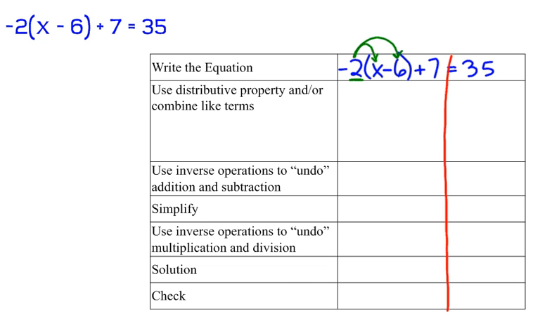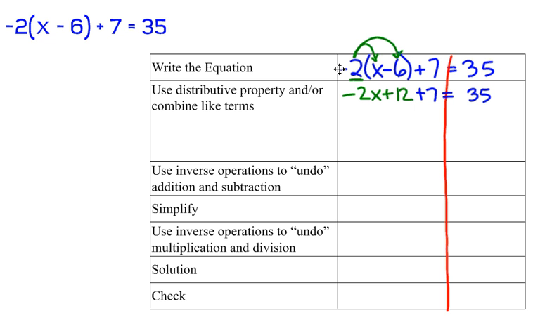So I'm going to begin by doing -2 times x, which is -2x. And then I need to do -2 times -6, which will give me a +12. And I'm going to write the rest of the equation in the same blue pen because the rest of the equation hasn't changed. So I just showed how I distributed using green, and I copied everything else in blue so that I could see what has changed and what hasn't.